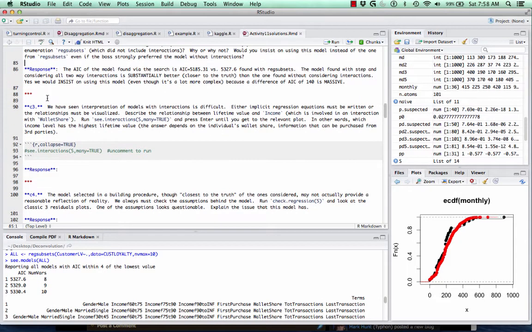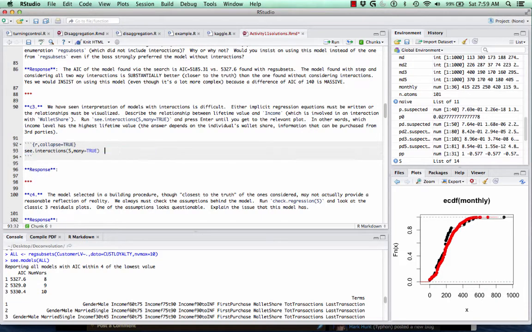All right, so C3 says that interpretation of models with interactions is difficult, so not a big surprise your boss may not want to go with that model, but in this case, there are compelling reasons to go with the model with interactions. So to really talk about the model, we either need to write out those implicit regression equations, and that's not very fun, or we can look at interaction plots. So the C interactions command will break down all the interactions in the model and let us visualize what the relationships look like. So let's go ahead and run C interactions on the result of running step. S, the result of running step, is that final model that's chosen, the one that's found at the end of that procedure.